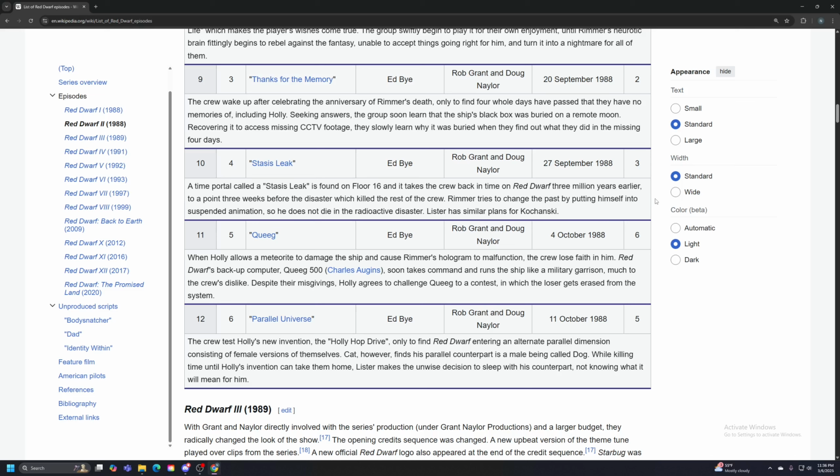Despite their misgivings, Holly agrees to challenge Queeg to a contest, in which the loser gets erased from the system. Episode 6, Parallel Universe, aired on 11th of October 1988. The crew tests Holly's new invention, the Holly Hop Drive, only to find Red Dwarf entering an alternate parallel dimension consisting of female versions of themselves. Cat, however, finds his parallel counterpart is a male being called Dog. While killing time until Holly's invention can take them home, Lister makes the unwise decision to sleep with his counterpart, not knowing what it will mean for him.